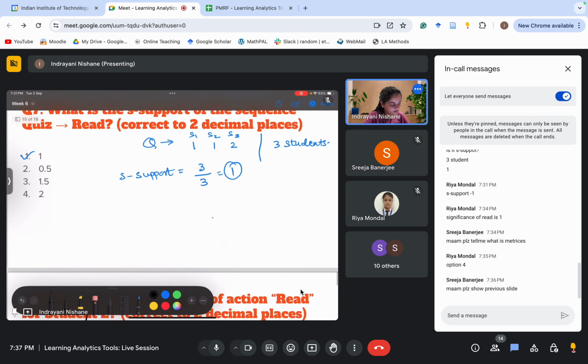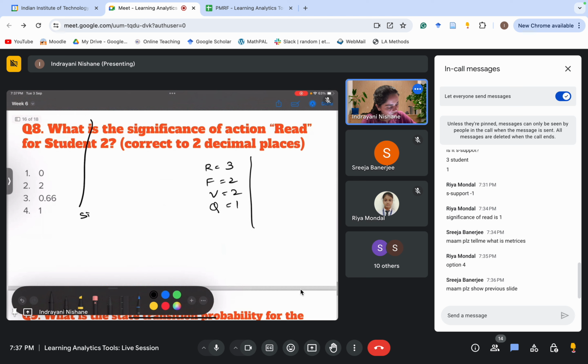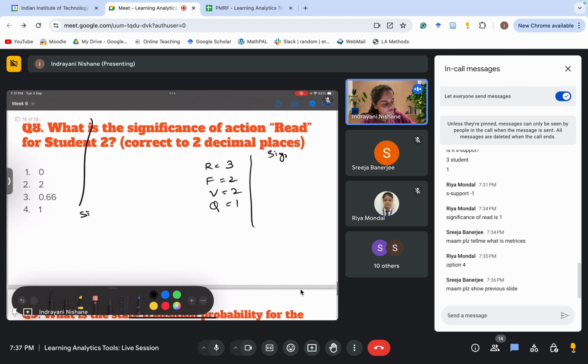Yes. So here what we will do is significance. For read it will be 3 divided by 3. We will consider this because it is the most frequent action. Then forum 2 divided by 3, video 2 divided by 3, and quiz 1 divided by 3, which will give us 1, 0.66, 0.33.